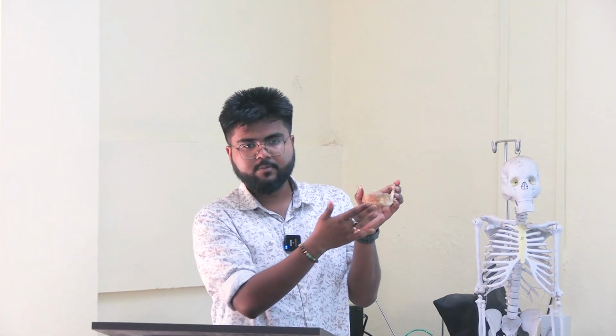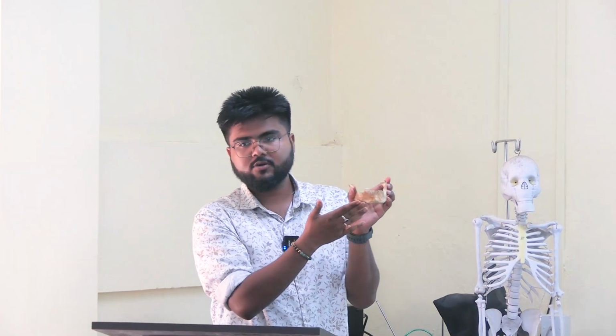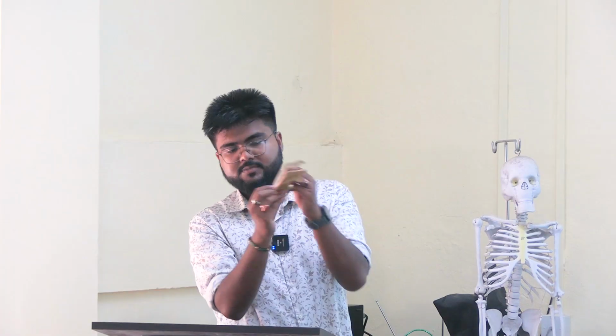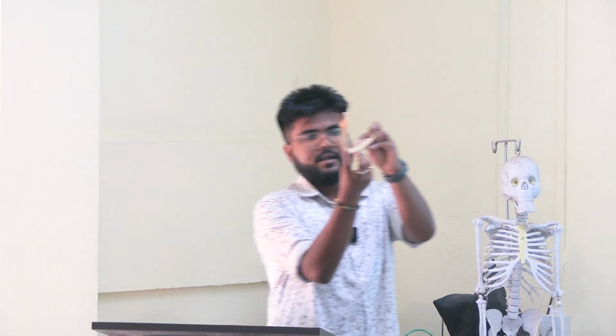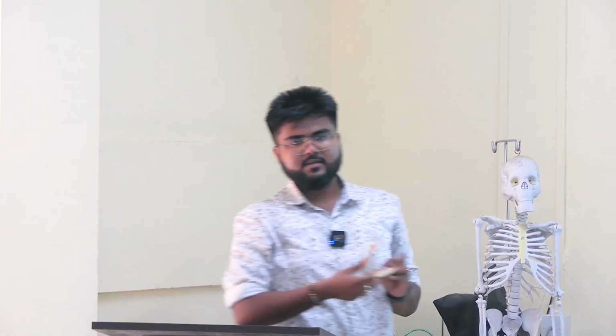Here you can see the base, meaning the inferior border. Always remember the body has two borders. This is the superior border, where the lower teeth are embedded. This is the inferior border, also called the base of the mandible. Here you can see there are two fossae. This is called the digastric fossa. Here the anterior belly of the digastric muscle is attached.